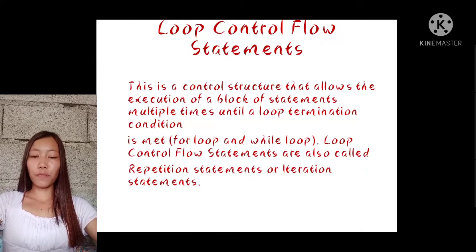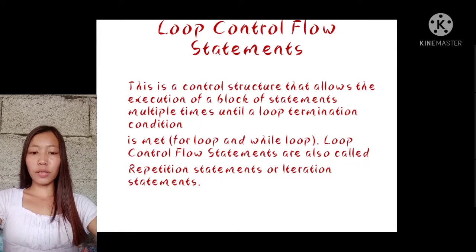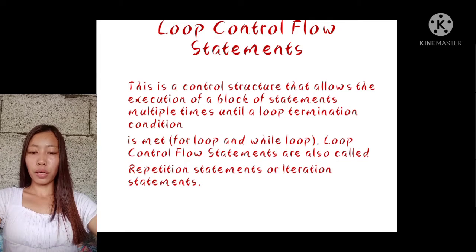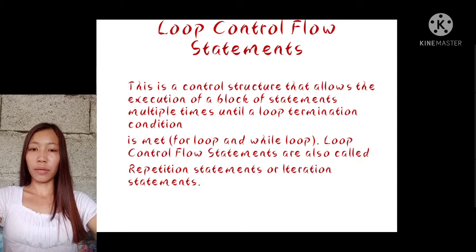Next is loop control flow statements. This is a control structure that allows the execution of a block of statements multiple times until a loop termination condition is met: for loop and while loop. Loop control flow statements are also called repetition statements or iteration statements.